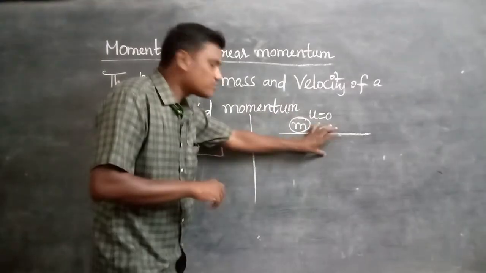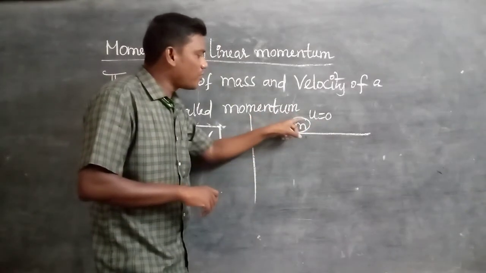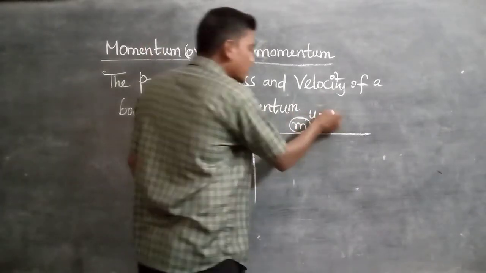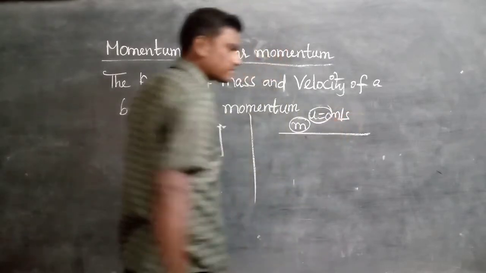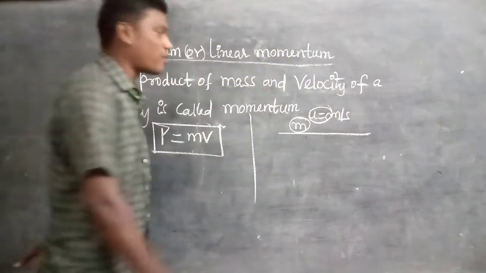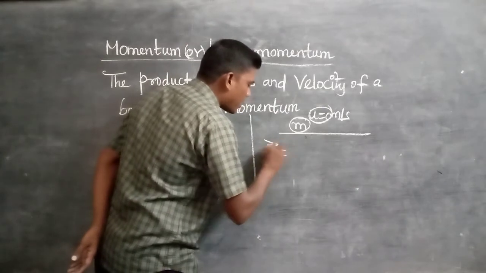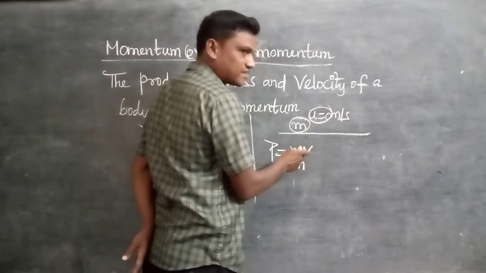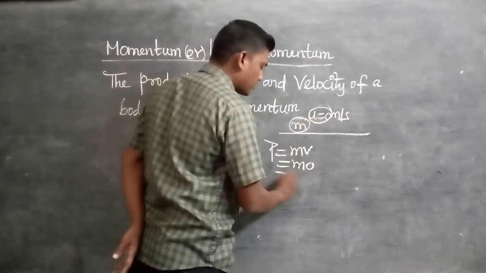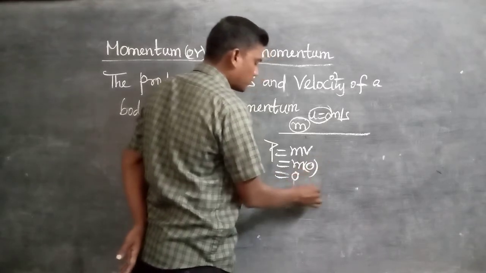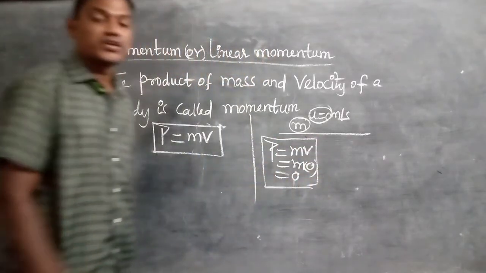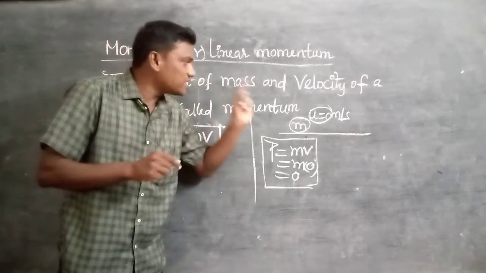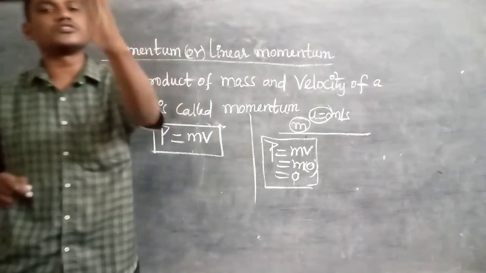According to our example, let us consider a body of mass m. Initially it is at rest, so what is its velocity? 0 meters per second. What is the momentum of that body when it is at rest? According to the formula, p is equal to m into v. Here v is 0, so m into 0 is 0. So what is the momentum of the body? 0. This means that when a body is at rest, its momentum is 0.